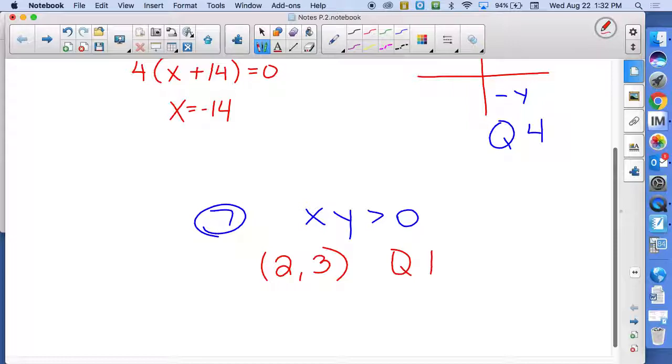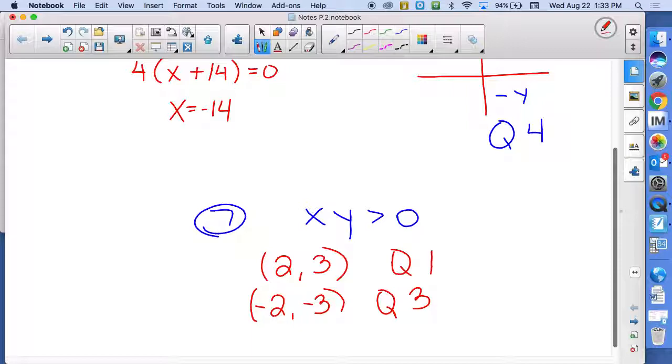Two negatives. Yeah, you could have 2 negatives. We could have negative 2 times negative 3. But when you multiply them together, that's still bigger than 0. So that would be quadrant 3. So there's actually 2 cases for number 7. I'm sorry, number 7, not 4.